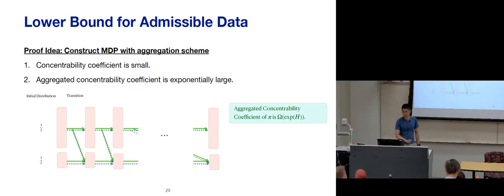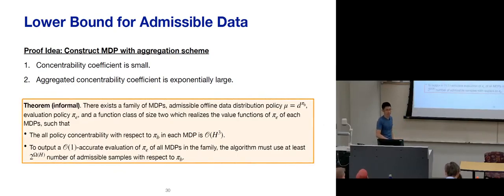Based on this, we can show the aggregated concentrability coefficient is exponential. So we also achieved the second bullet. That's how we prove this lower bound for the missile data. We can show there exists such an MDP that satisfies the small concentrability coefficient but requires an exponential number of samples. Any questions on this?